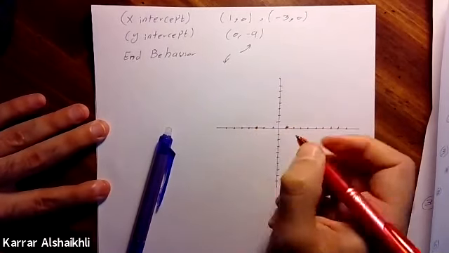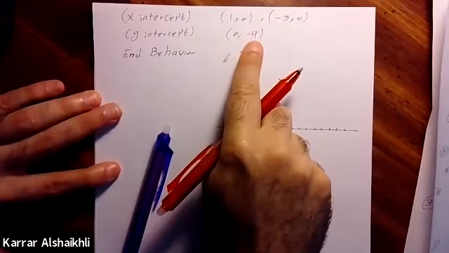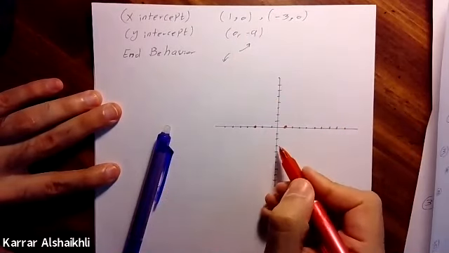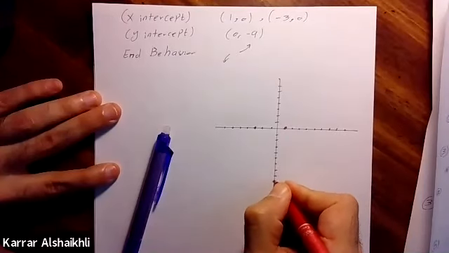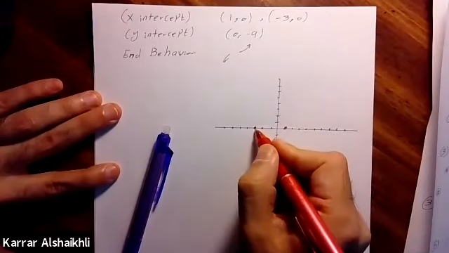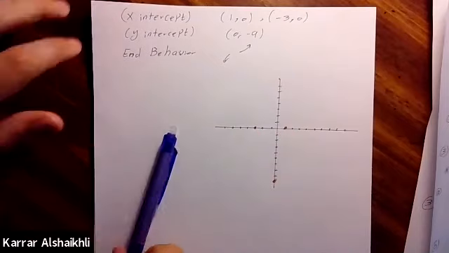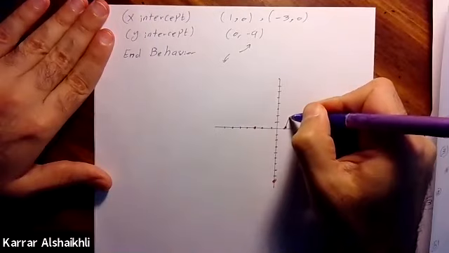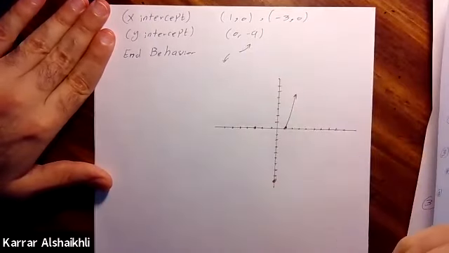So these 2 points are the x-intercepts. Let's grab the y-intercept, which is (0, -9). (0, -9) is going to be here: 1, 2, 3, 4, 5, 6, 7, 8, 9. This is the y-intercept. So you'll see, you already know how the graph looks. By using the end behavior, the graph on this side goes up, and the graph on the right side goes up.